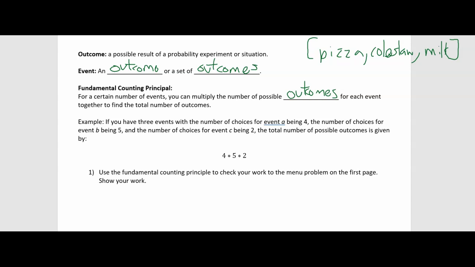So let's say we have 3 events with the number of choices for event A being 4, the number of choices for event B being 5, and the number of choices for event C being 2. Well, then the total possible number of outcomes, right? If you were to choose something from event A, choose something from event B, and choose something from event C, there would be 40 different outcomes that you could come up with.